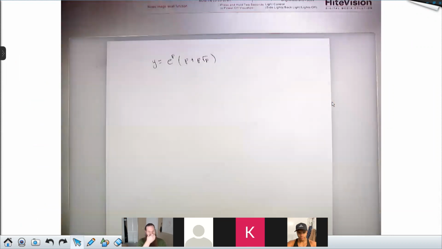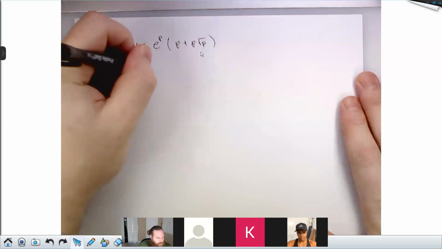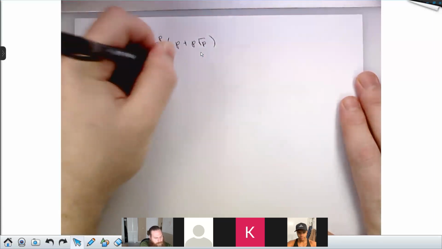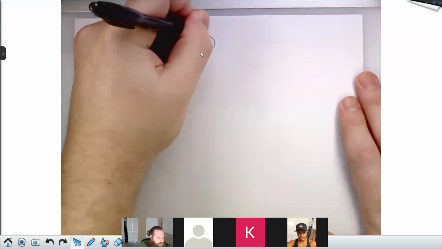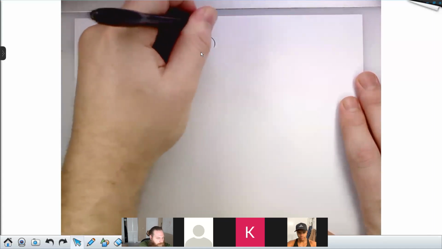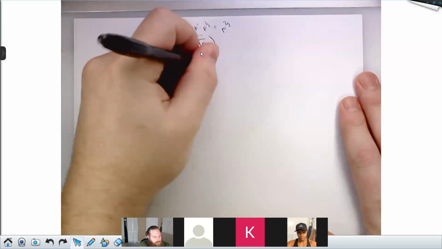We have some choices as to how we want to differentiate this. I can think of this as f and this as g and apply my product rule, or I could distribute the e to the p and have e to the p times p plus e to the p times p root p, and then do two product rules. But I think the nicest way to do this, I'm not differentiating yet, just rewriting algebra-wise. This is e to the p times p plus this piece right here is p to the 1 times p to the 1/2, which is p to the 3/2. So I'll write it like this.